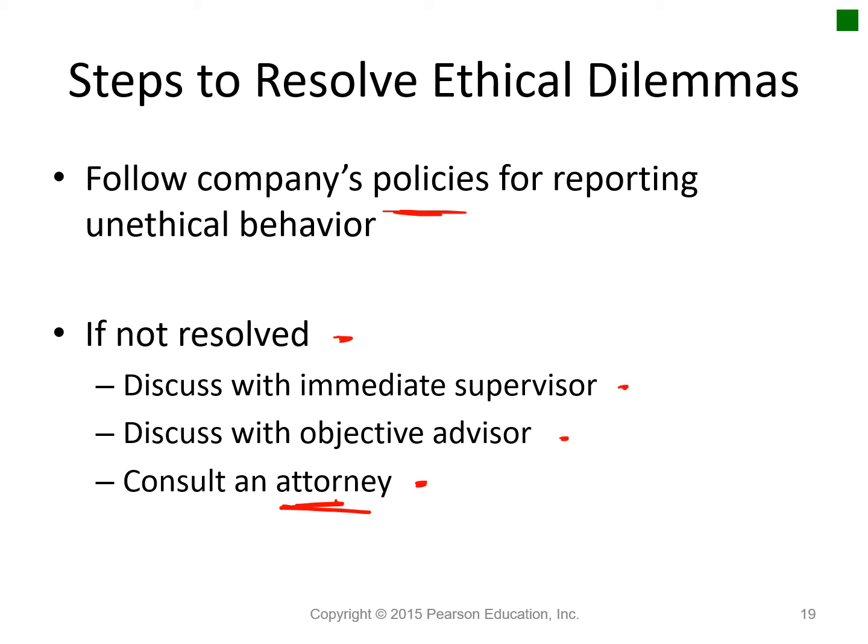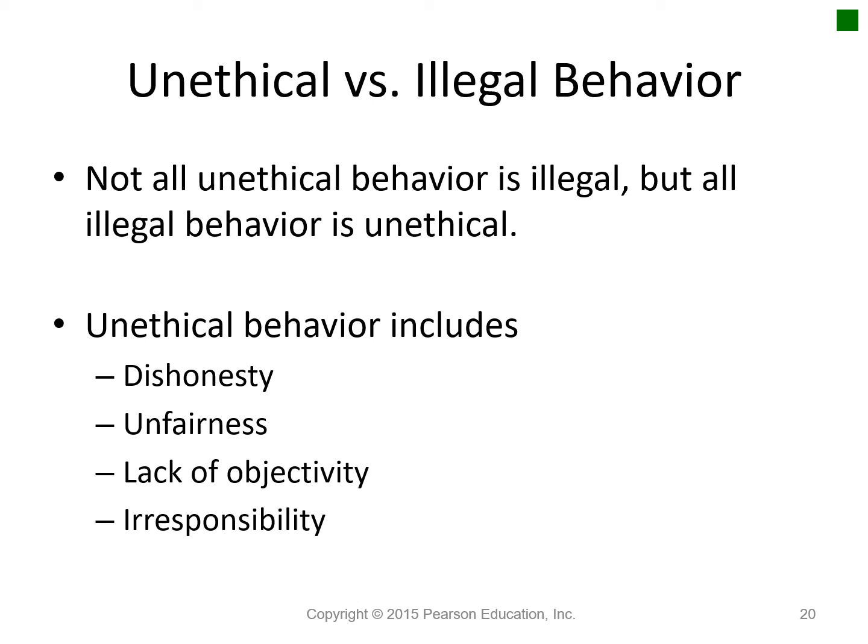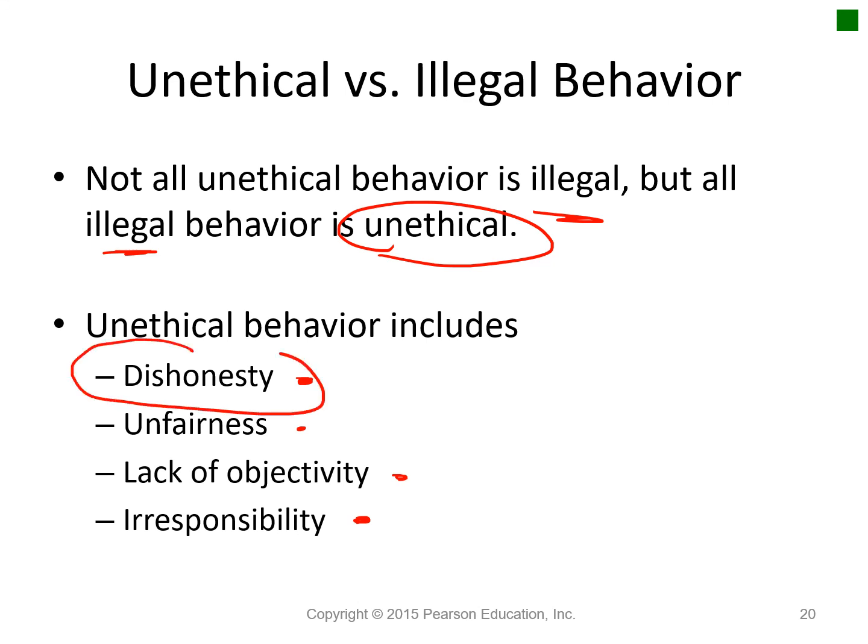All right. So again, there's some steps that you can follow to help resolve the ethical dilemmas. So again, like I mentioned earlier, not all unethical behavior is actually considered illegal, but all illegal behavior is definitely unethical if you think about that term. Unethical behavior could be, again, being dishonest, unfair. Again, fairness is something that even if something's not fair doesn't mean it's illegal. Lacking objectivity, irresponsible, and so forth. The dishonesty, depending on what you're doing. If you're talking about something that is fraud related, for example, that definitely could also be illegal as well.